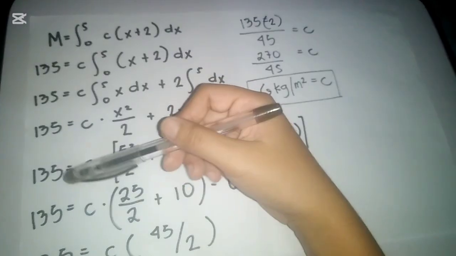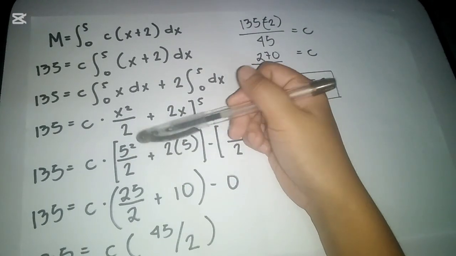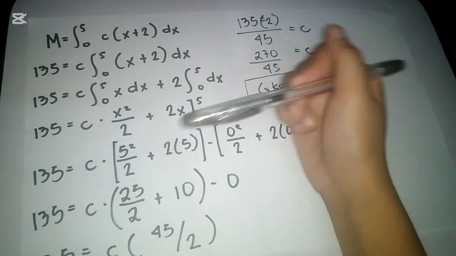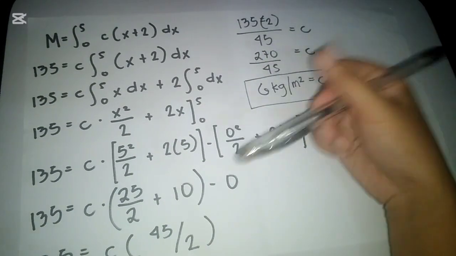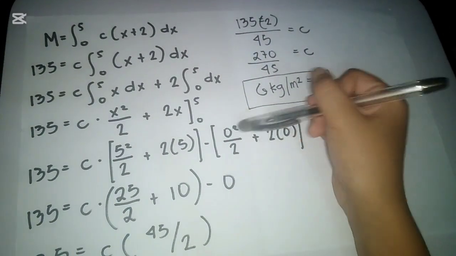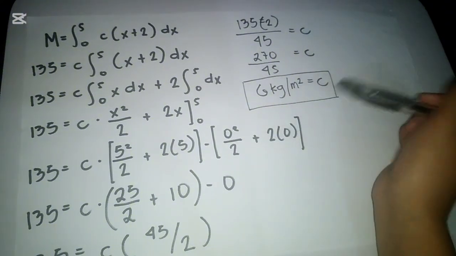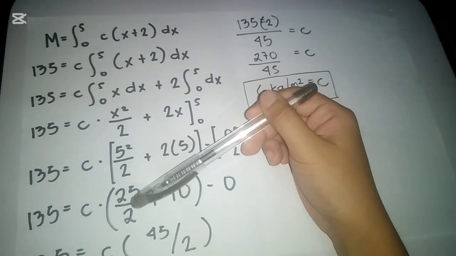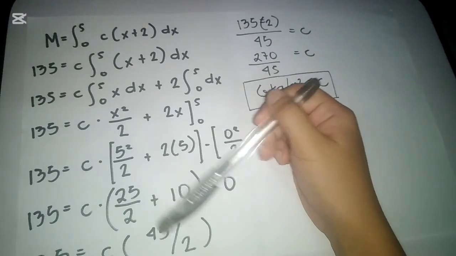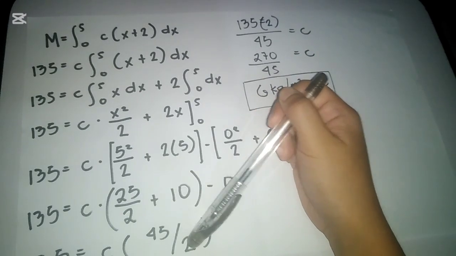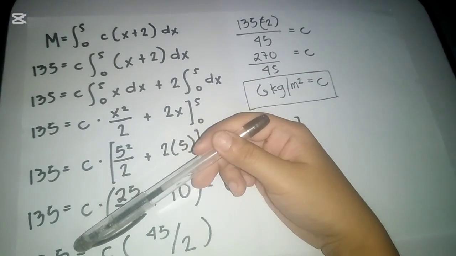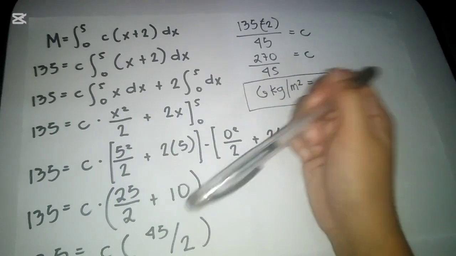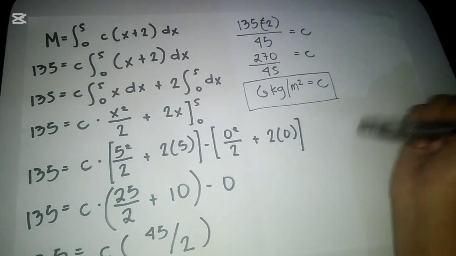And 135 is equal to c times 5 squared, which is 25, over 2 plus 2 times 5 is 10, minus 0, because 0 squared over 2 is 0 plus 0 is 0. And 25 over 2 plus 10 is 45 over 2. So 135 is equal to c multiplied by 45 over 2.